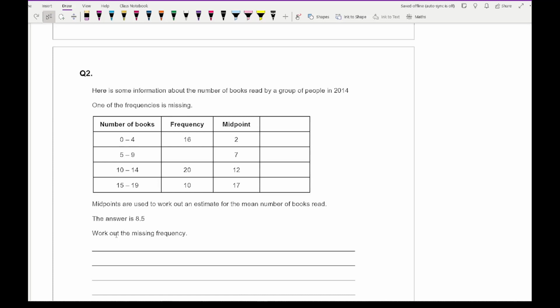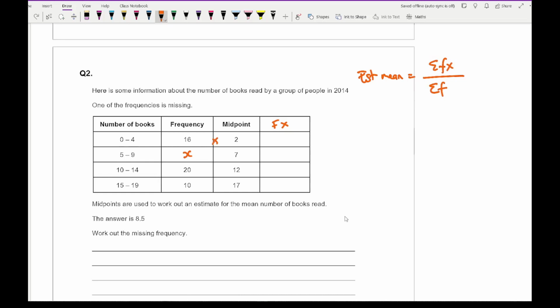The answer is 8.5. Work out the missing frequency. So for this, let's just call the missing frequency x, and let's therefore then work out the fx column. So looking at the fx now, the estimated mean is the total of the fx over the total frequency. So let's first work out the fx value.